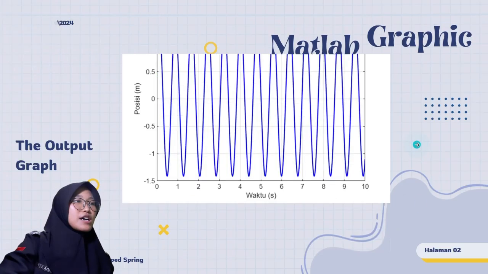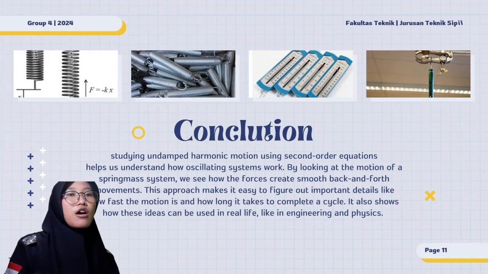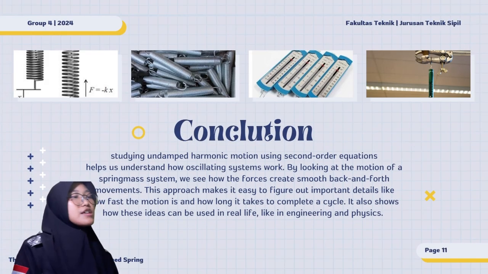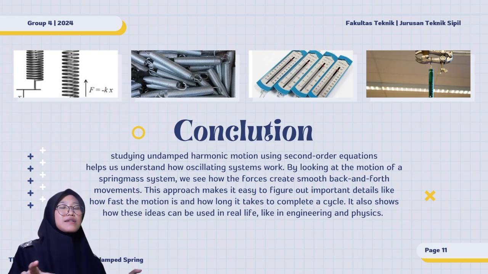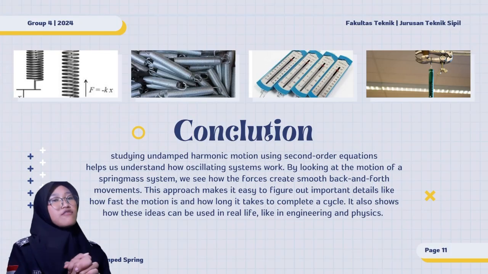Okay, so we're done. The conclusion of our presentation is that studying undamped harmonic motion using second order equations helps us understand how oscillating systems work. By looking at the motion of the spring-mass system, we see how the forces create smooth back and forth movement. This approach makes it easy to figure out important details like how fast the motion is and how long it takes to complete a cycle. It also shows how these ideas can be used in real life, like in engineering and physics. So that is the application of second order ODEs in real life.